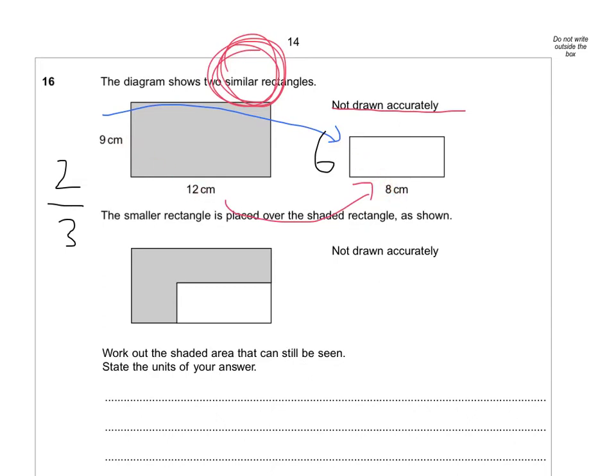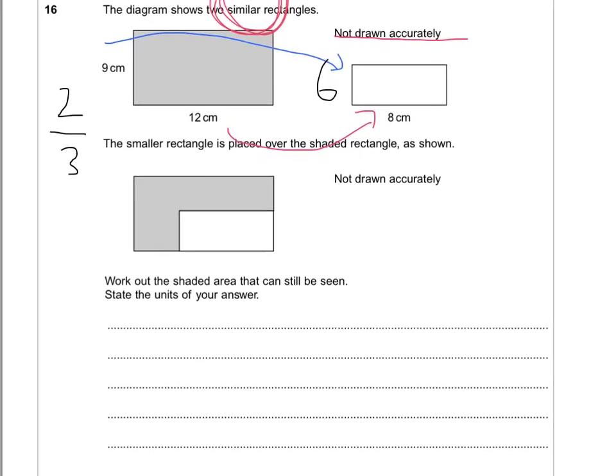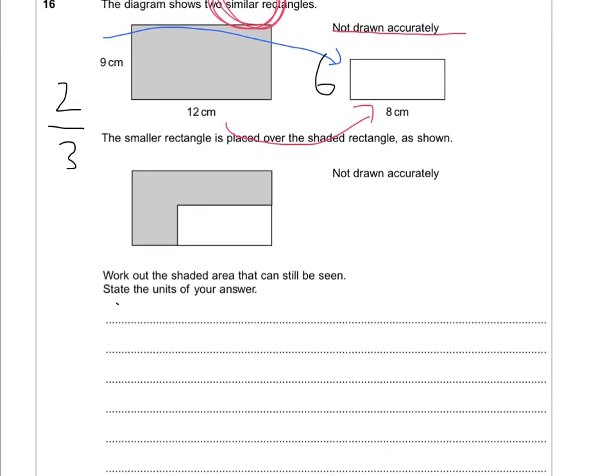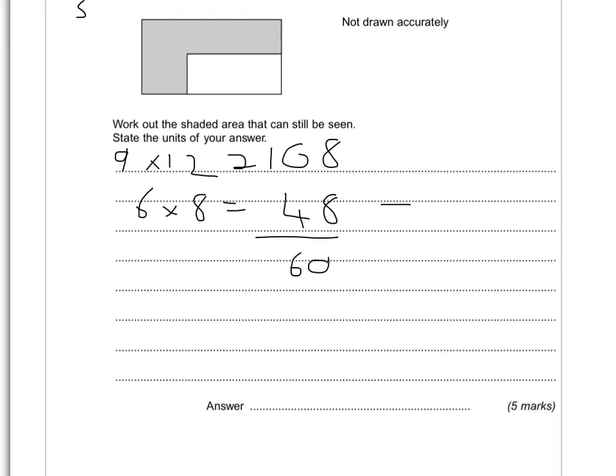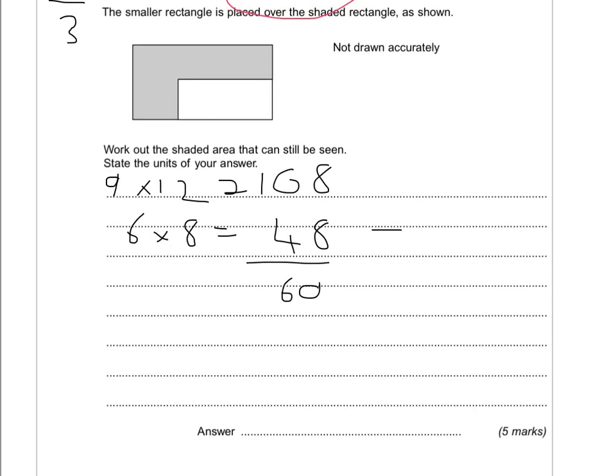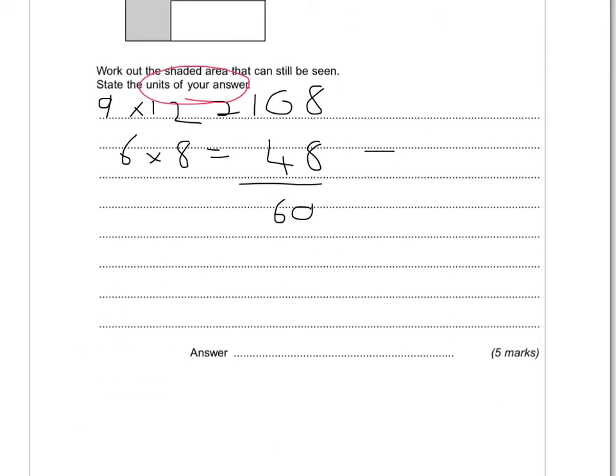So the shaded area, once you have that, it's a matter of saying 9 times 12 is 108, that's the area of the big rectangle. 6 times 8 is 48, that's the area of the small rectangle. Take it away, and that leaves you with 60, and that is 60 centimeters squared. And it says here, state the units of your answer. So we wouldn't want to lose a mark by not stating the units, so that is 60 centimeters squared because it is an area.